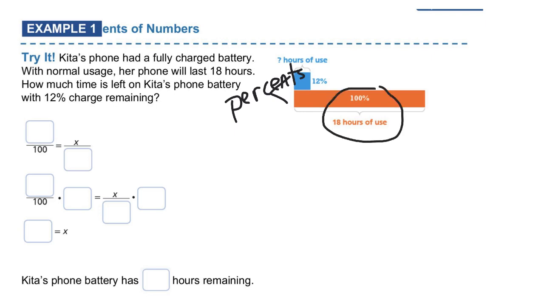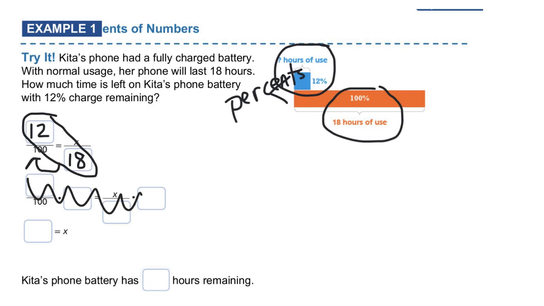100% makes 18 hours, and 12% makes we don't know how many hours. So we have 12% out of 100% is how many hours out of 18. Now this looks like a cross multiply and divide situation to me. So I would multiply those two numbers and divide by 100. I don't think I'd probably use those boxes. And I would end up with 2.16 hours remaining.